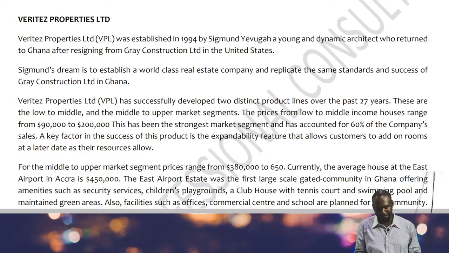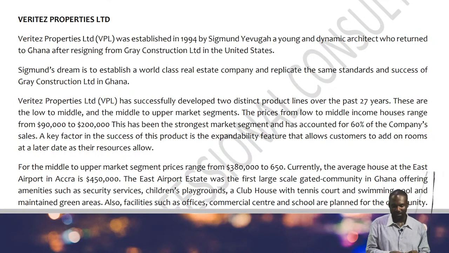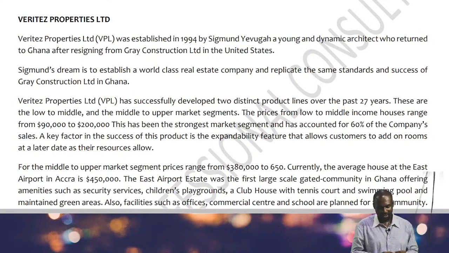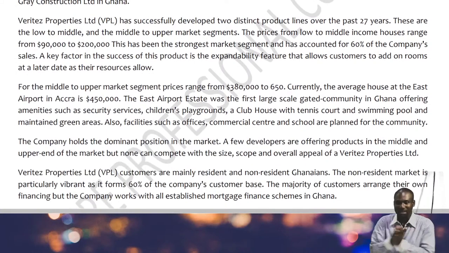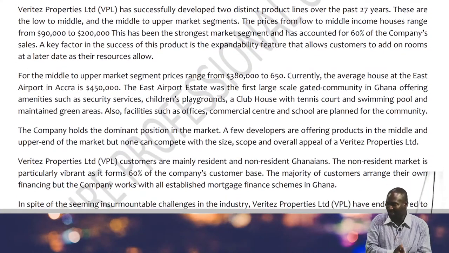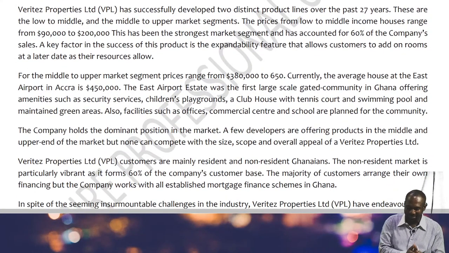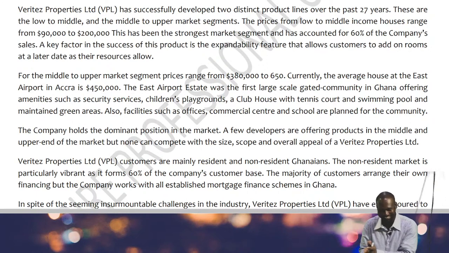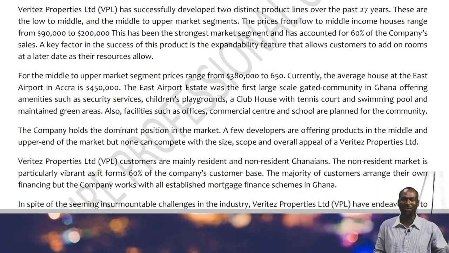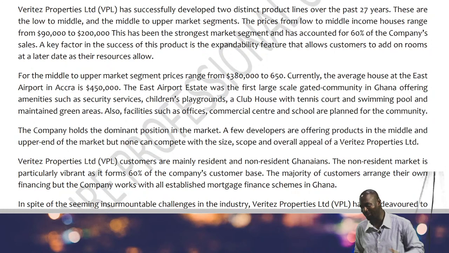Now their prices from low to middle income range from what? I hope you are seeing the numbers there. It ranges from $90,000 to how much? So that is for the low to middle. I hope you can find yourself there, between $90,000 and how much? $200,000.